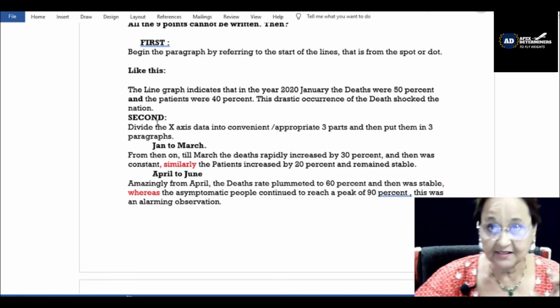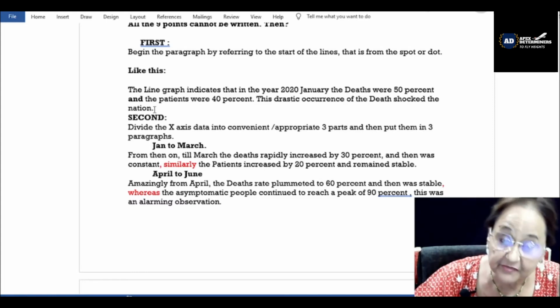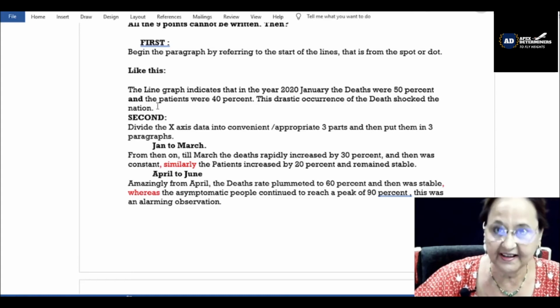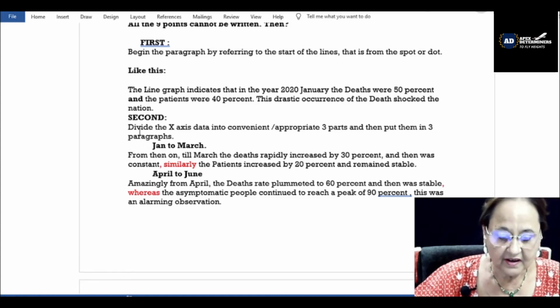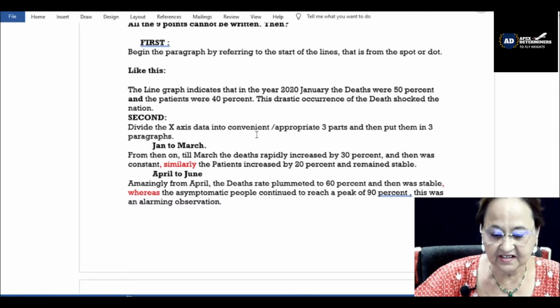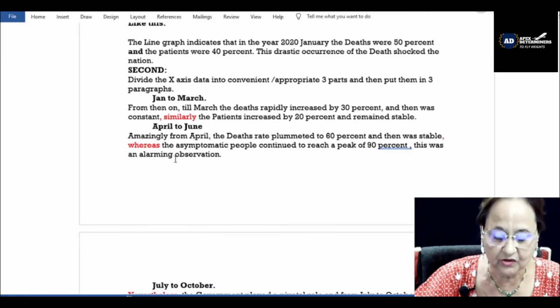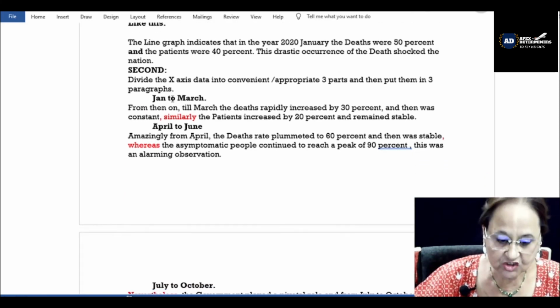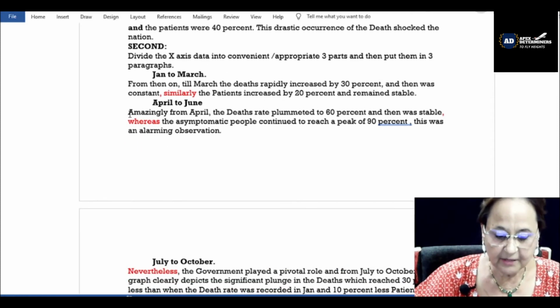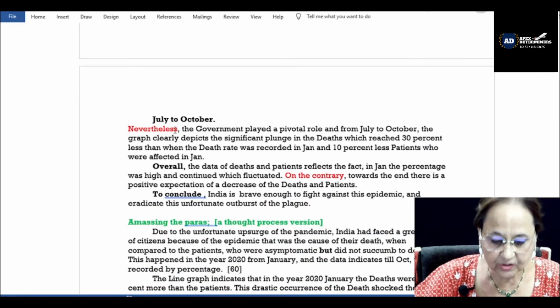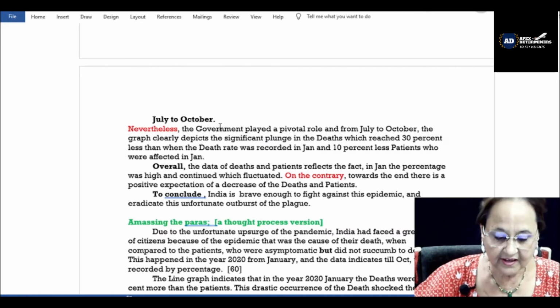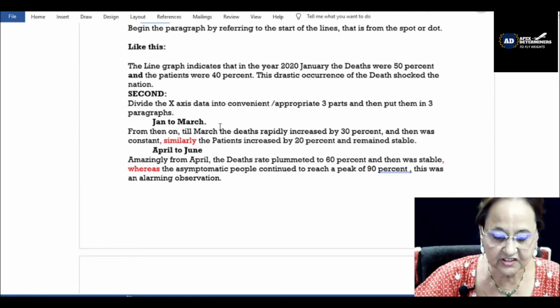In the second part, continuing from this first line, you will divide the x-axis data into convenient, appropriate 3 parts and then put them in 3 paragraphs. So what we will do, we will combine Jan to March, April to June, July to October. Okay, that's how you get one full paragraph. So how did we combine Jan to March?